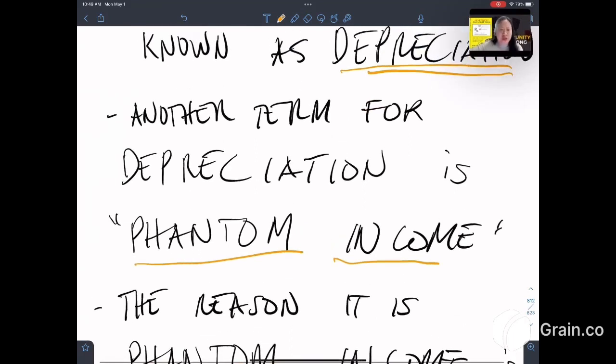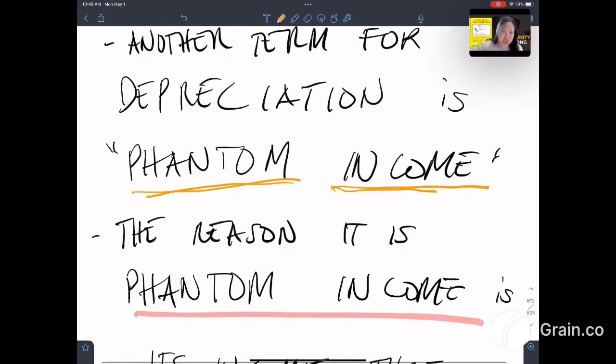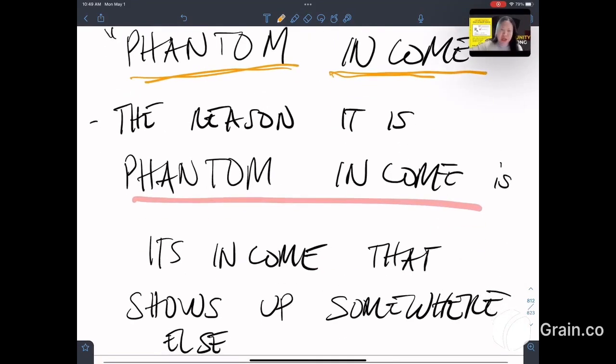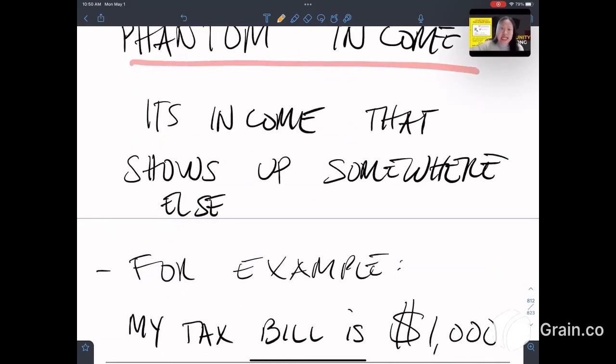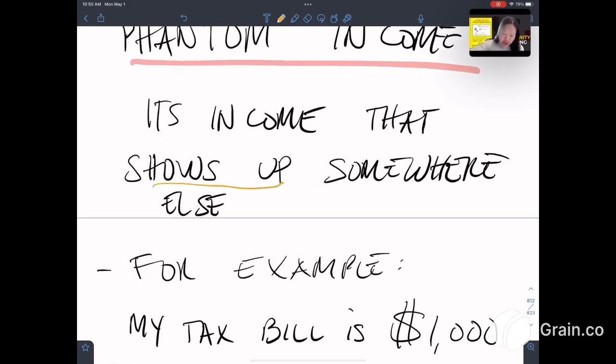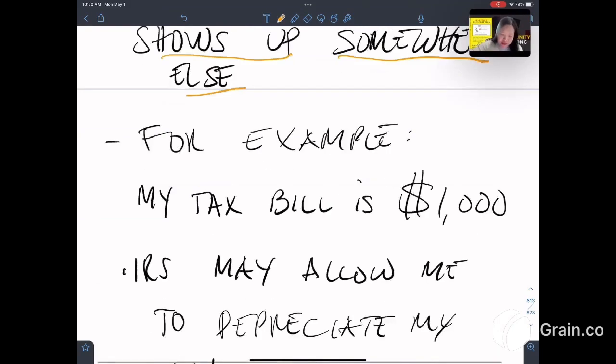And you may ask, why is it called phantom income? Depreciation, also known as phantom income. The reason it is phantom income is that it's income that shows up somewhere else. And so that's the reason why it's called phantom income.